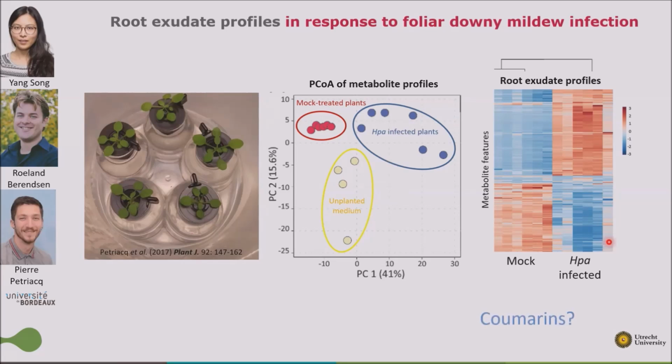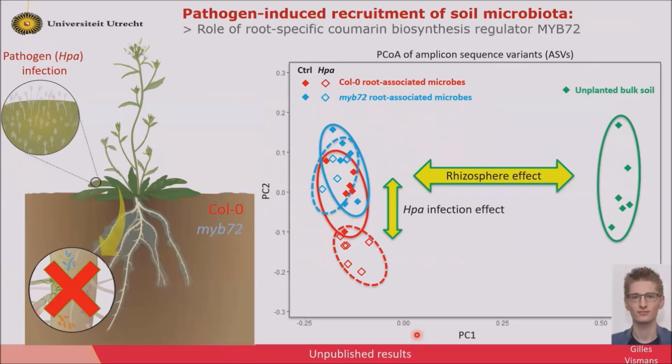Then, of course, the question is, the coumarins that I talked about earlier, are they important in this effect? And the answer to that question is yes. How do we know that? Not only because of these metabolite signatures, but also because we were able to do the soil-borne legacy experiment, but now not only with the wild-type plants, but also with the coumarin mutant MYB72.